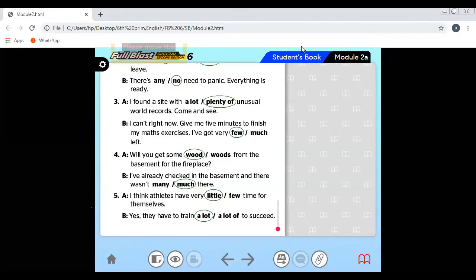I didn't understand this one. Which B? 3B. I can't right now. Give me 5 minutes. I'm talking about minutes, so it will be countable. I have got very few left for the minute. The word minute takes few, not much. And also it's not negative. Okay? Let's go to the grammar book. We don't have much time. Yes. What do you want, my dear?